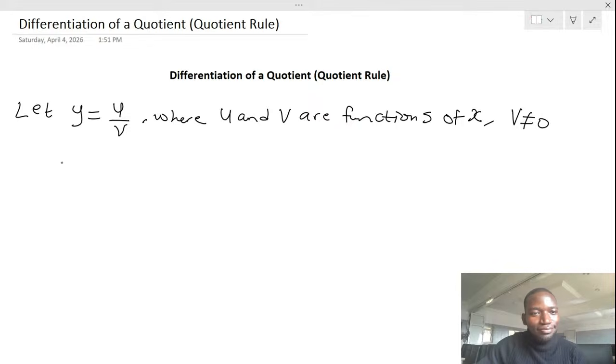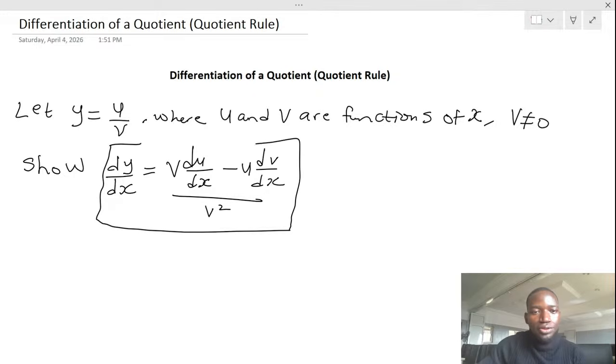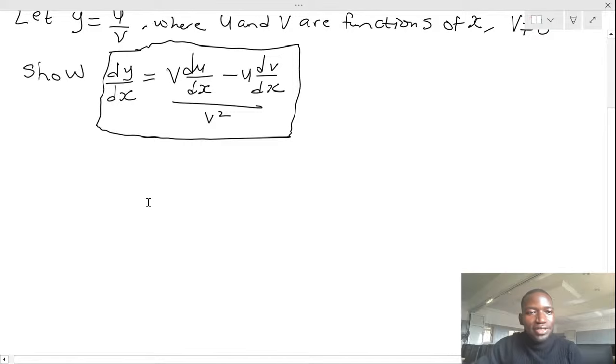So we want to show right now that if you differentiate this function with respect to x, we are going to have v du over dx minus u dv over dx, then everything over v squared. So this is the formula for the quotient rule. So let's show it right now. Let's start from what I gave us. We want to prove it now.